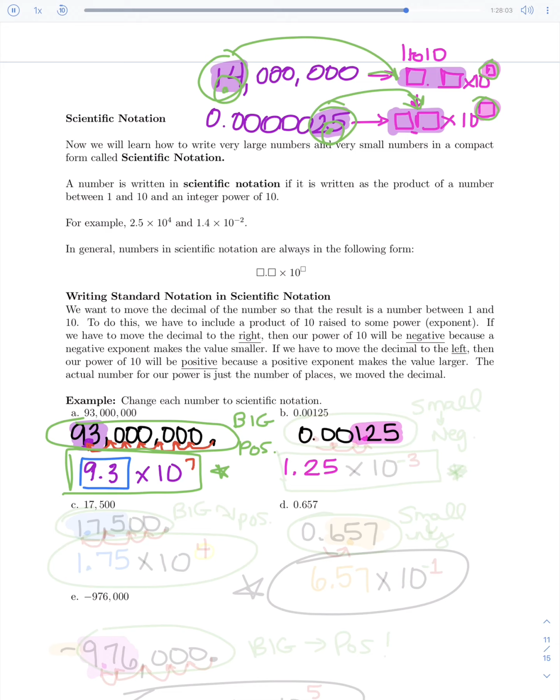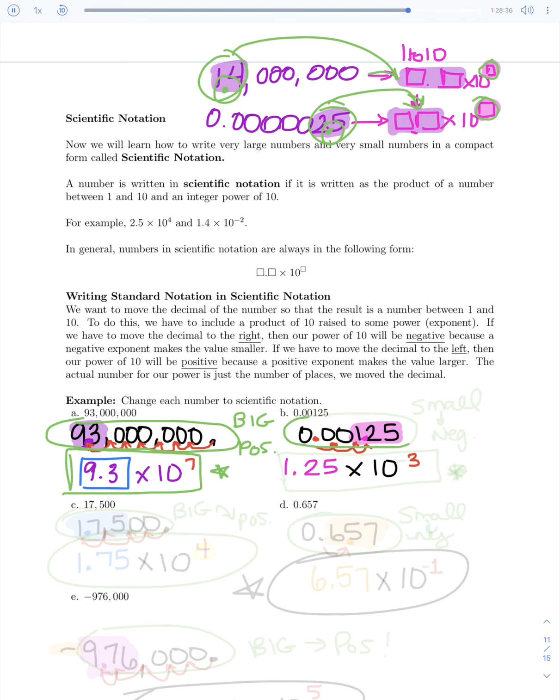and the 2. Well, notice the decimal was originally way up here. So how many places did I have to move it? 1, 2, 3 places. So what that means is my exponent on my times 10 to the, for my scientific notation, is going to be some version of 3 because I had to move it 3 places. The question is, is it going to be a positive 3 or a negative 3?